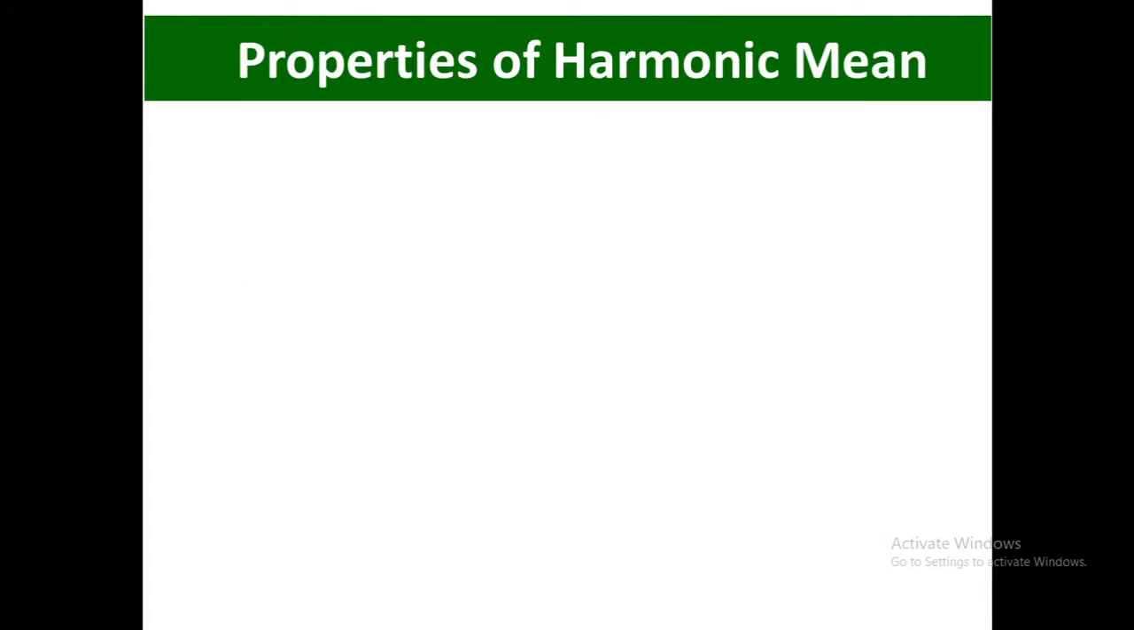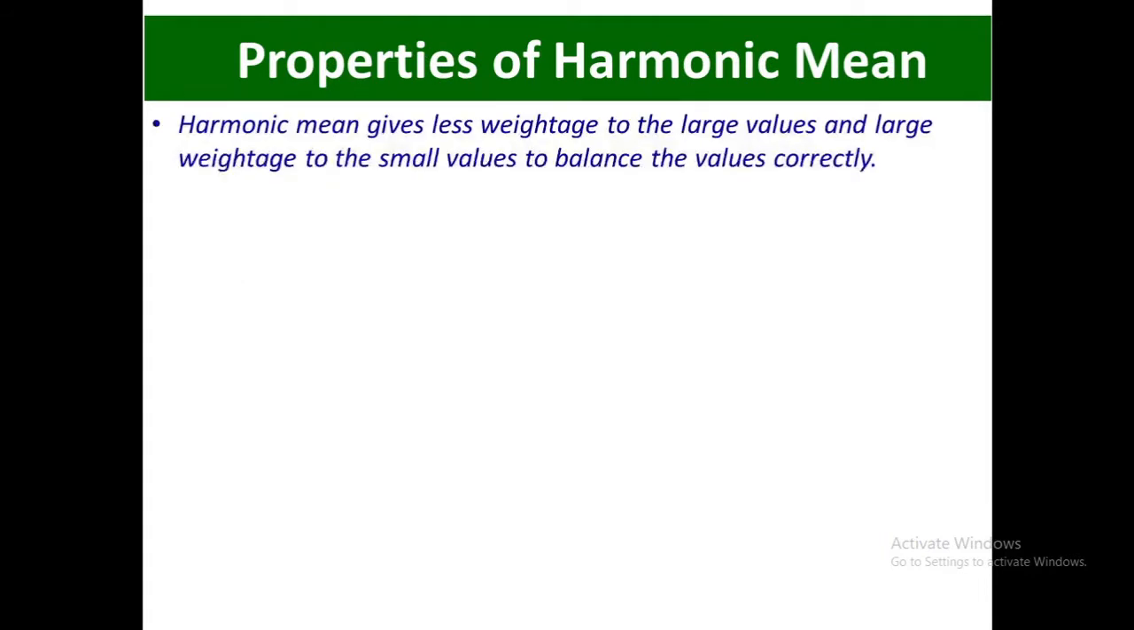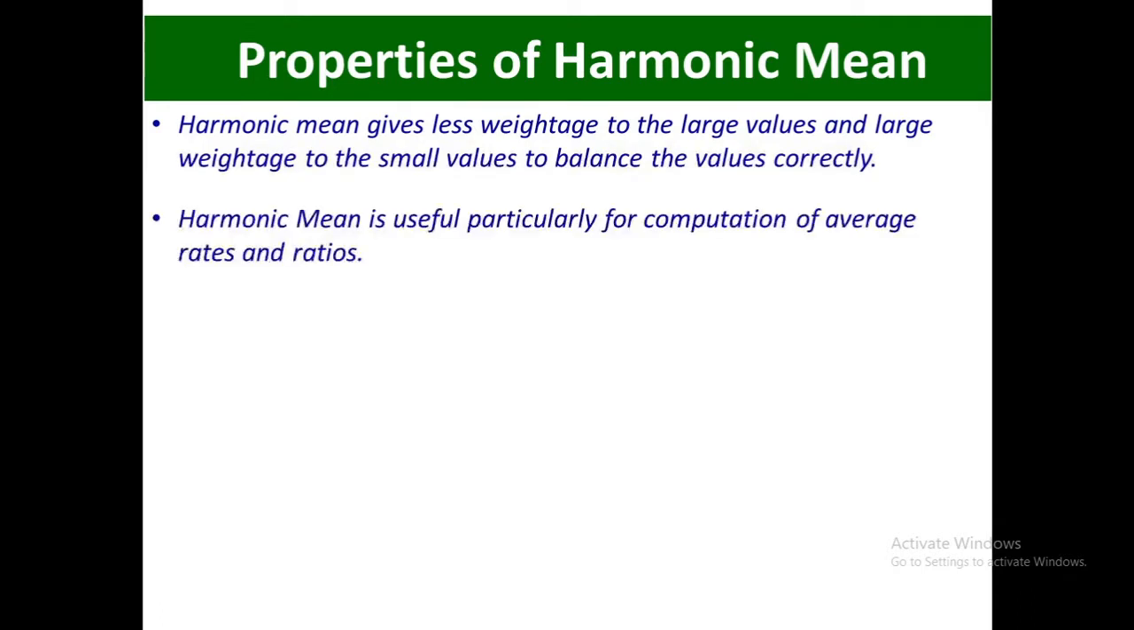Properties of harmonic mean. Harmonic mean gives less weightage to the large values and large weightage to the small values to balance the values correctly. In general, the harmonic mean is used when there is a necessity to give greater weight to the smaller items. The harmonic mean is useful particularly for computation of average rates and ratios. Such rates and ratios are generally used to define relationship between two different types of measuring units expressed reciprocally.